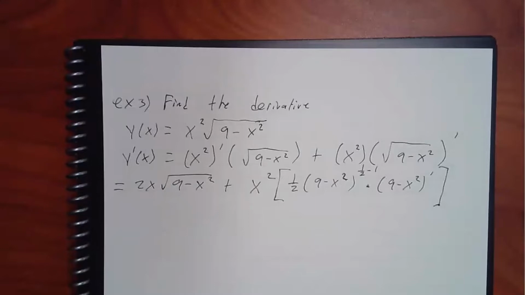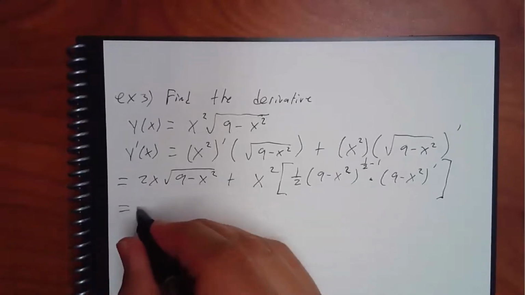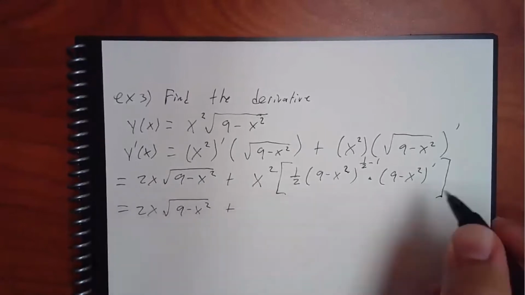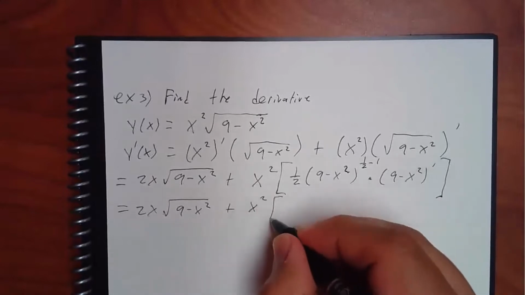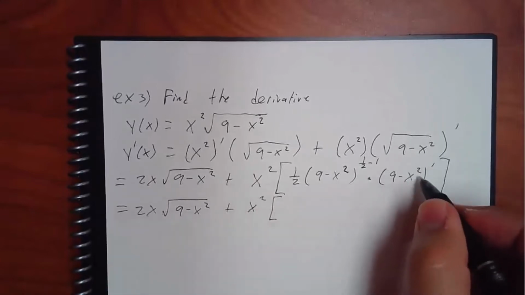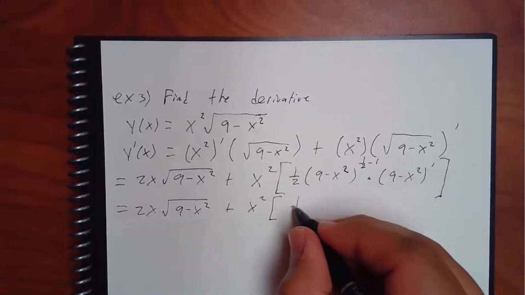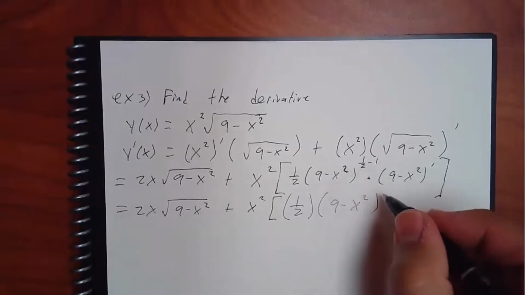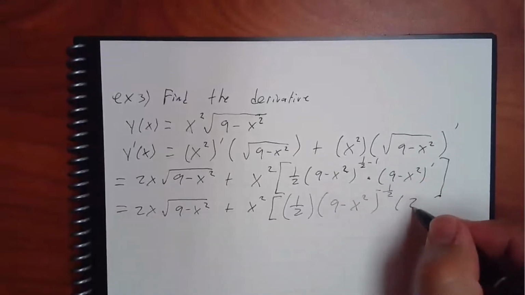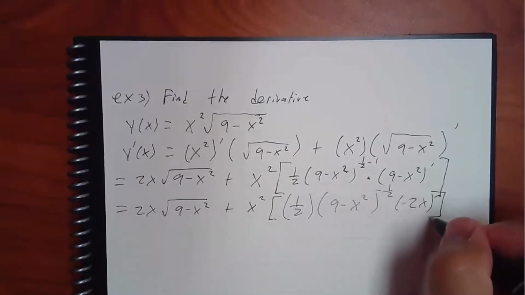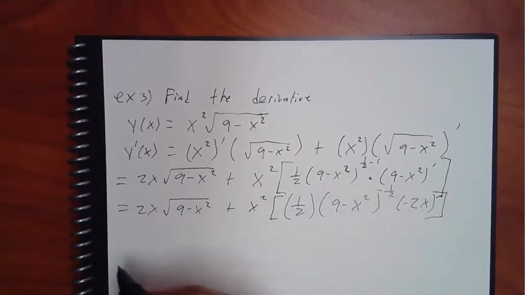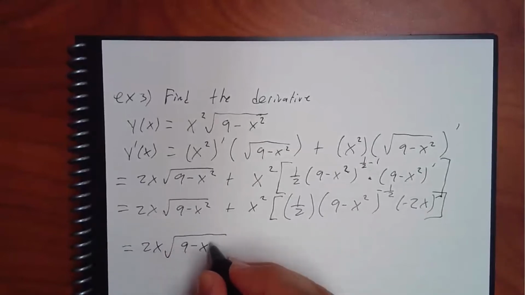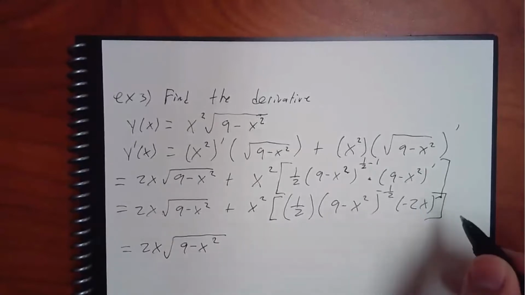Okay, let's just finish it up then. This would be 2x times the square root of 9 minus x squared, plus x squared times the derivative of this, which will be negative 2x. So we'll multiply all this. One half minus 1 is a negative half, times 2x, negative. At this point, we just gotta simplify.